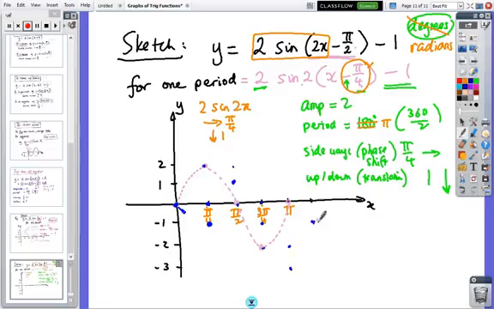A lot of colours, but anyway. I'll change to a good colour. That's the first point. Okay, so that's my second point. That's my next point. That's my next point. And that's my next point. So joining them up.